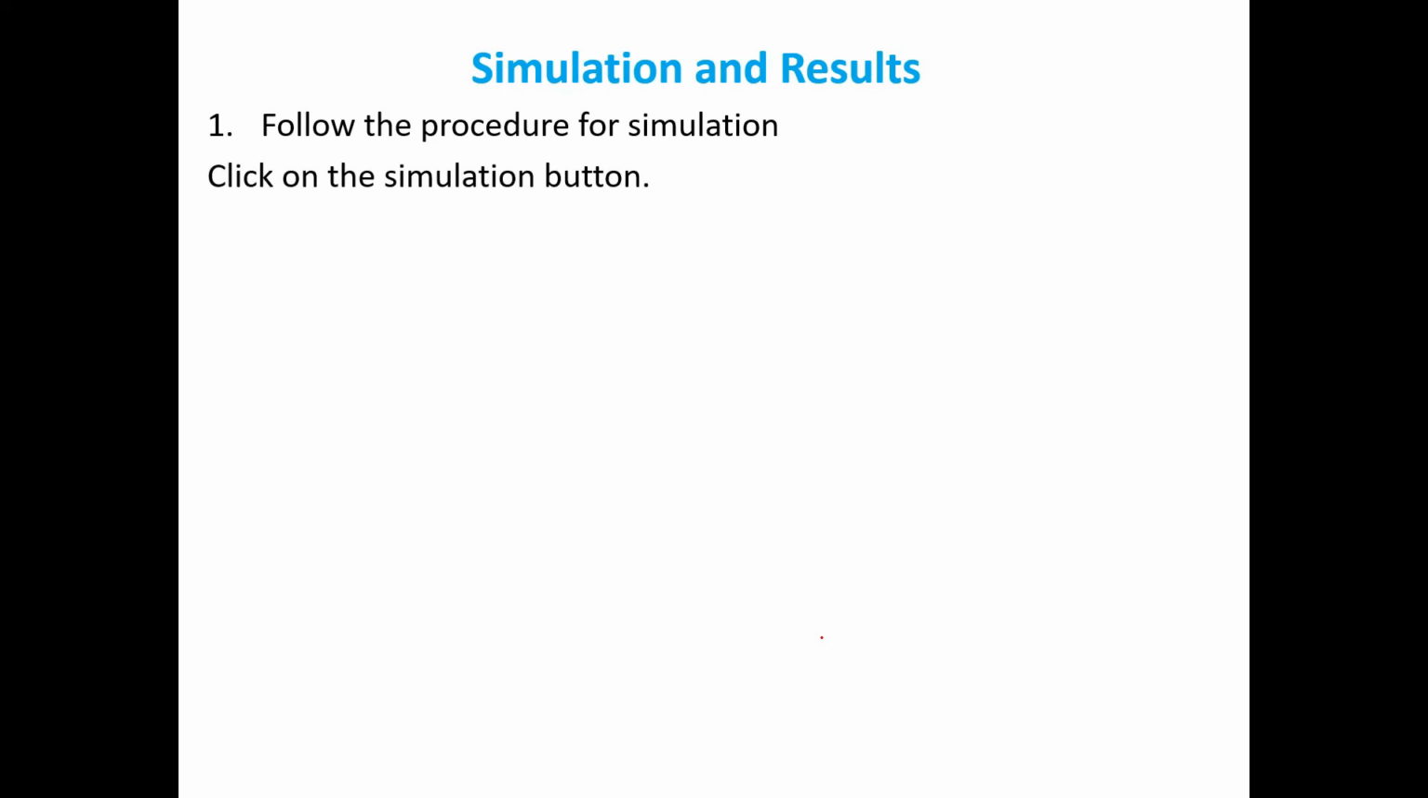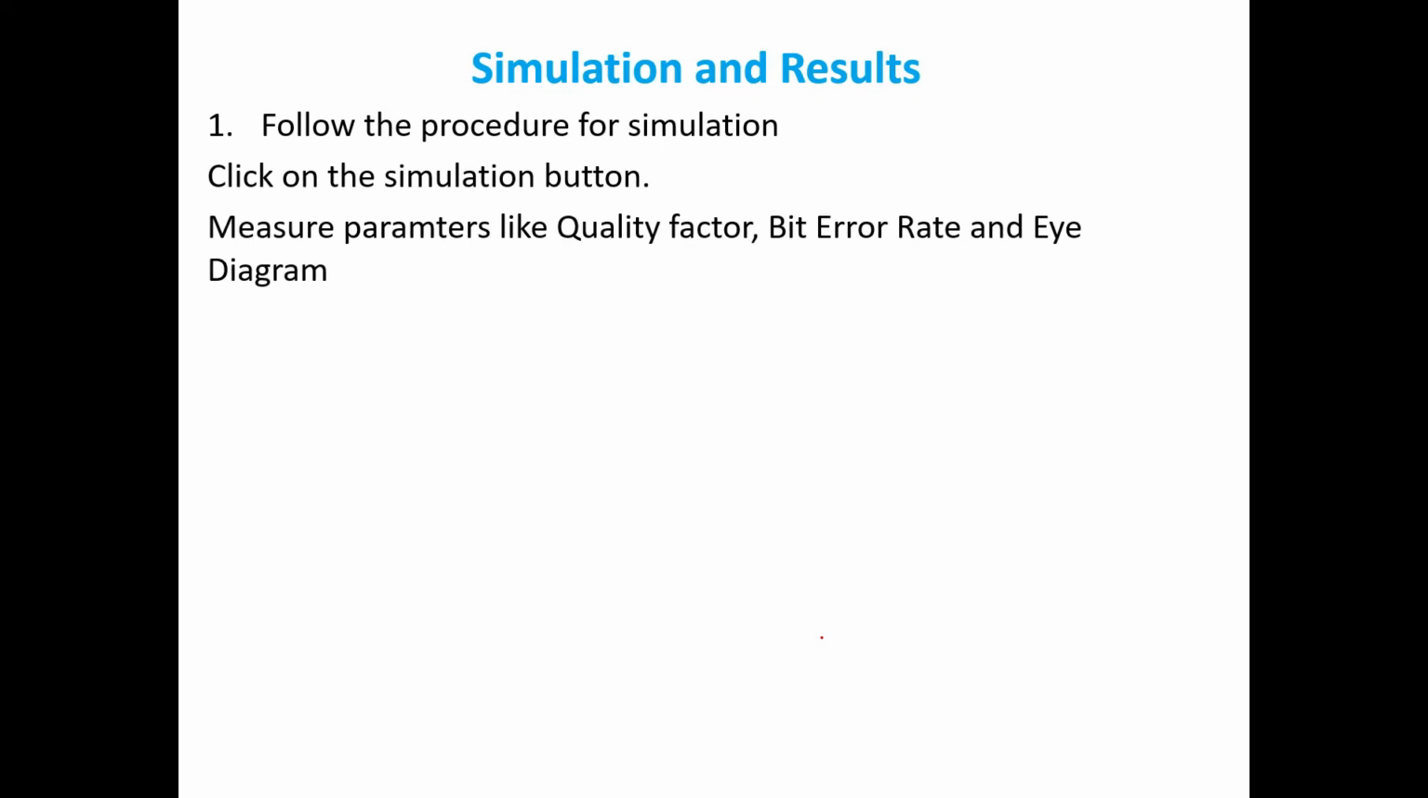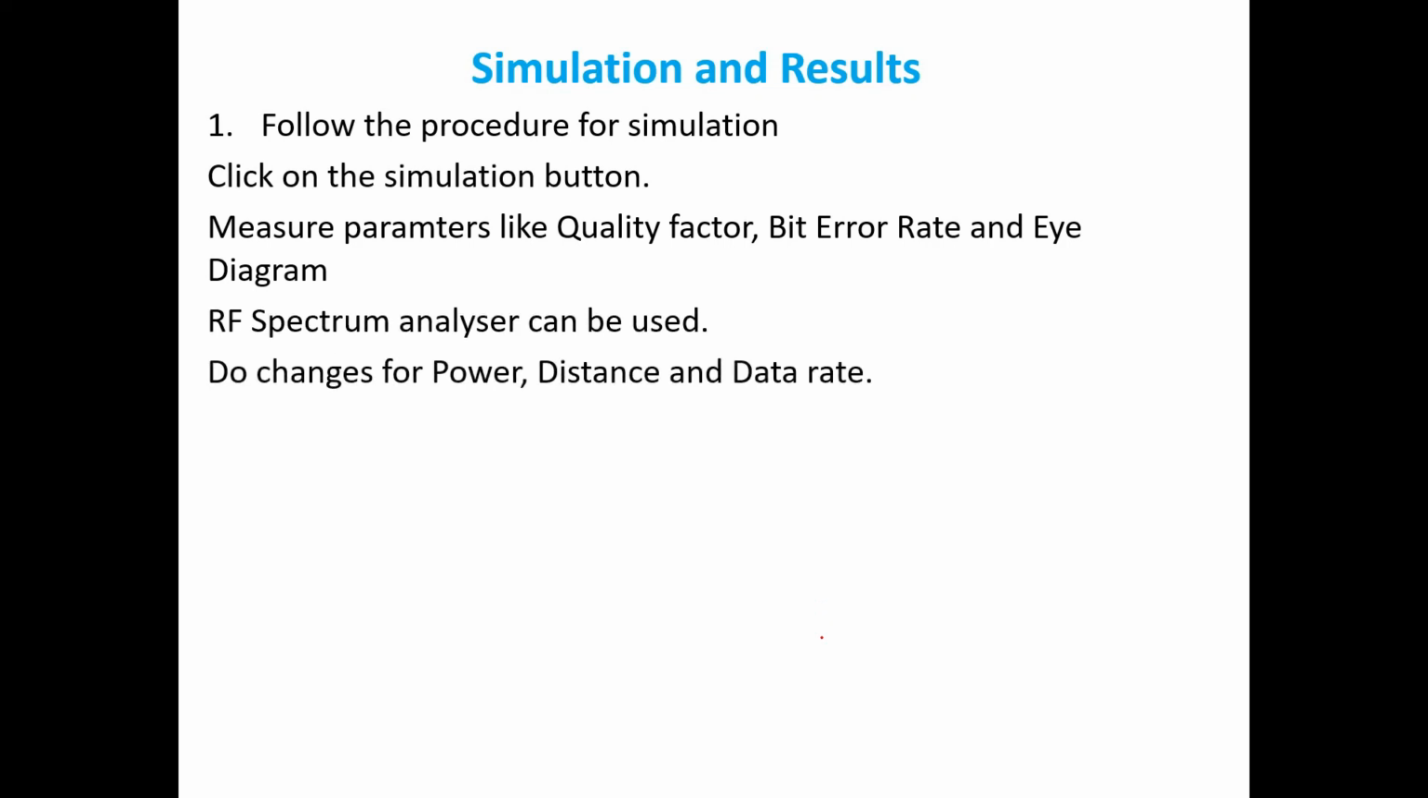You can simulate using the simulation button that is given on the top of the window, and you can measure the parameters like quality factor, bit error rate, and eye diagram. You can also measure the RF parameter using RF spectrum analysis. You can play with the various things that you can change, like power, distance, and data rate, and observe how these things change the behavior at the receiver. So watch the next video for simulation.